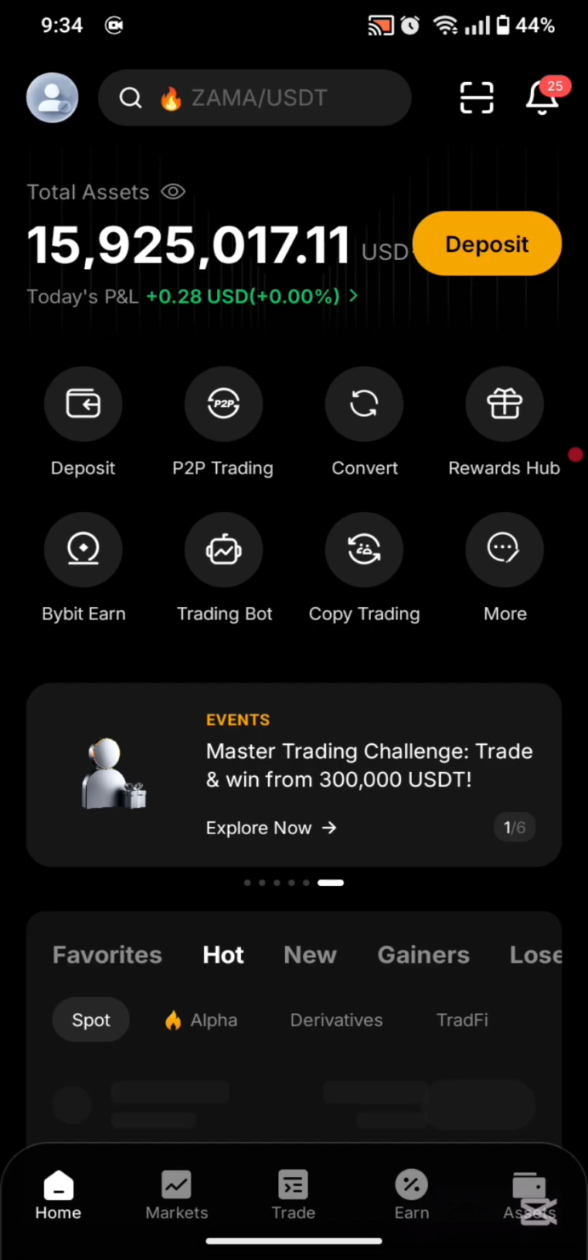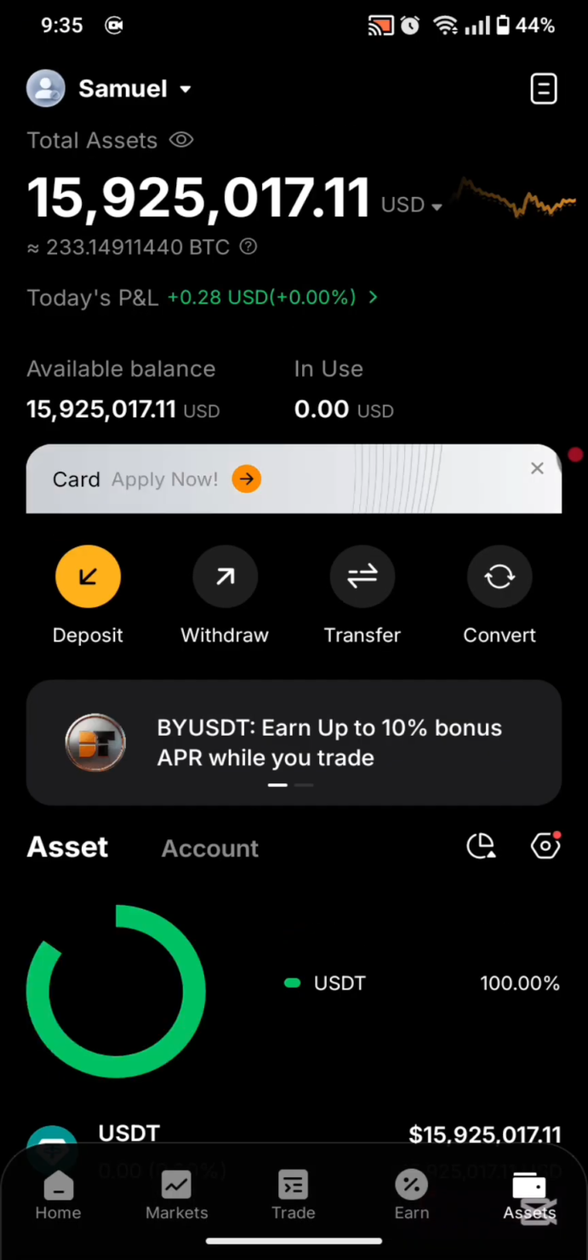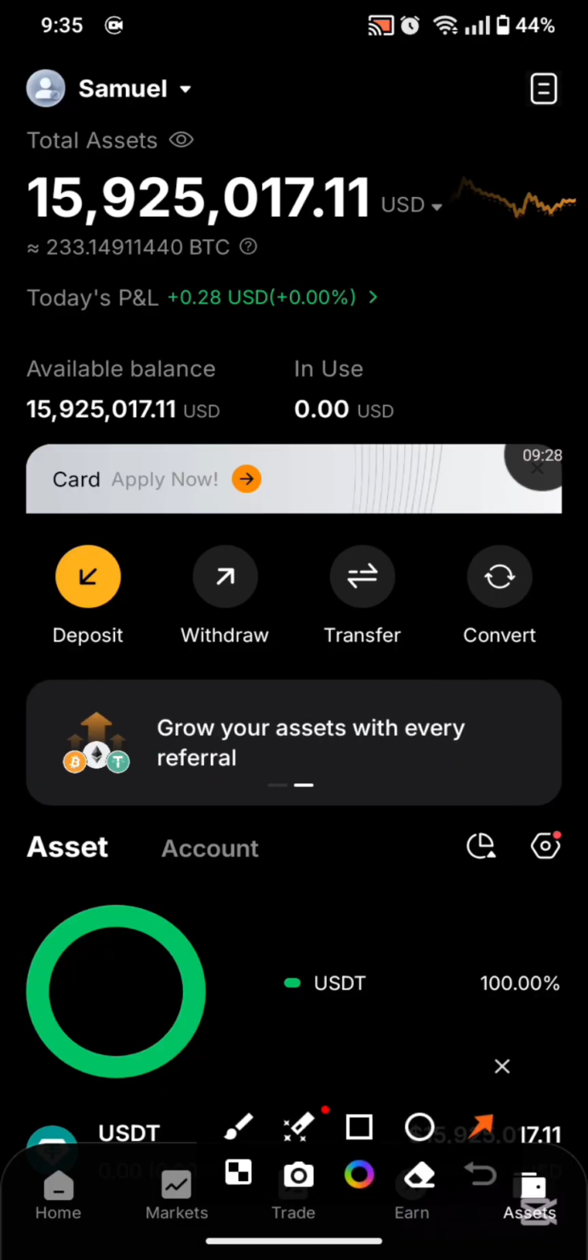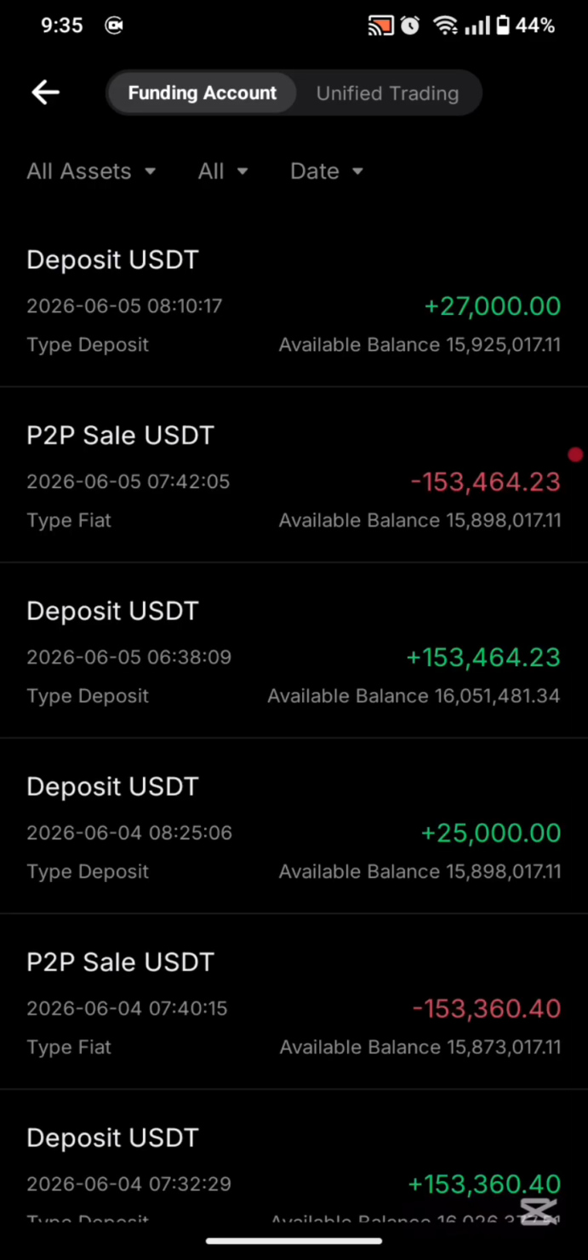Remember, I'm taking you on a journey where I take my account to 20 million USD, and by the grace of God we are now on 15,925,017.11 USDT on this account. That is our current balance, which is equivalent to 233 BTC, which you can see. So let's quickly go ahead and check out the history, showing you guys every track record. Nothing is hidden, so you can see for yourself.